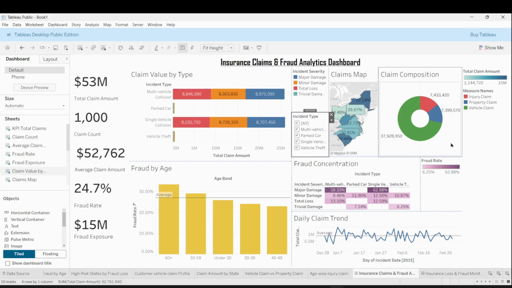The next is the donut chart, which shows the claim split into injury, property and vehicle. And the vehicle part is about 72% of the total. So cost control should focus on repairs and parts.